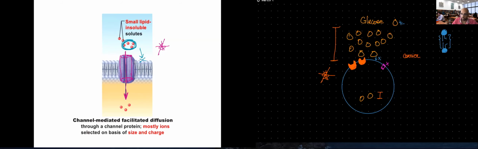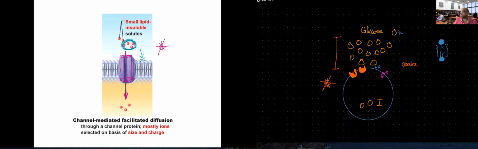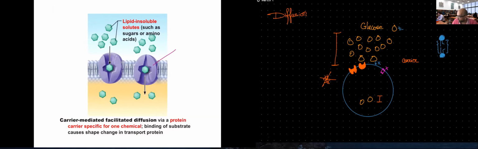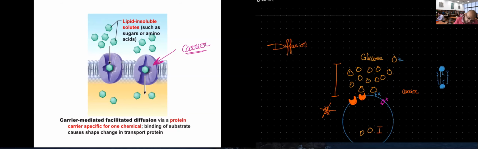So what do we call this transport? If I don't consume energy, I'm transporting a solute. It's a diffusion. But what is this diffusion different from the previous one? It required not a channel, it required a carrier. So what do we call this diffusion? It's a carrier mediated, facilitated diffusion.